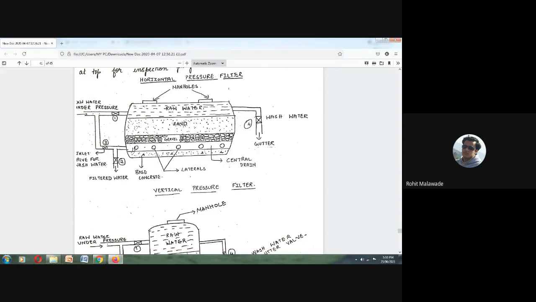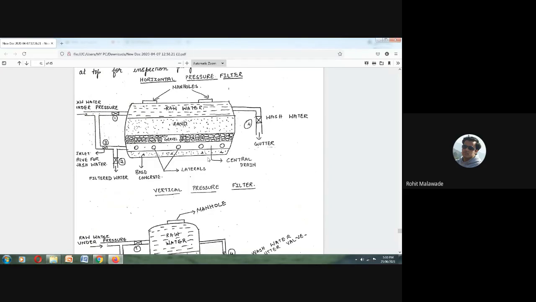When you are having the filtration, valve number 1 and valve number 2 should be completely open, and valve number 3 and valve number 4 should be completely closed. Then, to clean it, we are going to clean it by back washing.